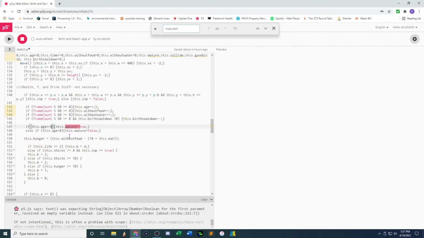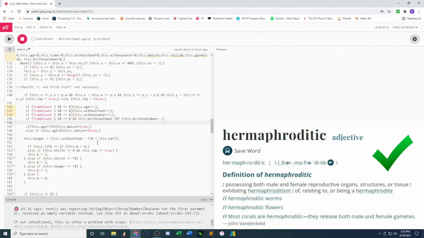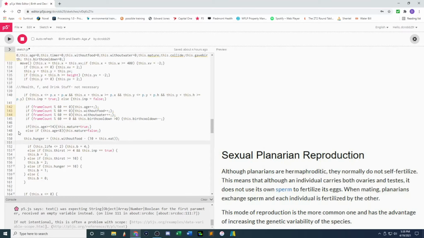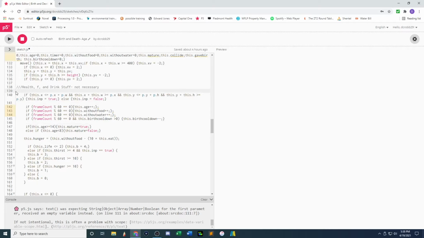If age is, let's change that, shall we? I mean, I would do 18 because that would be the normal thing, but also people are only living to 50. So let's do 14 for now. And look, these are squares. They're also hermaphroditic. Am I saying that? They're basically planaria. A square can be a male or a female.